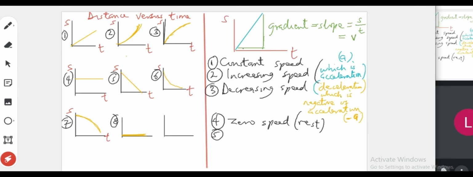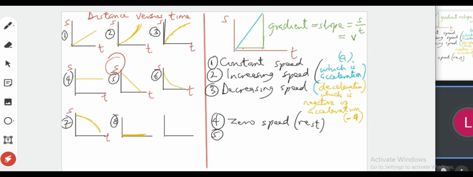Yeah, but it's going down. That means it's reversing. Constant deceleration. No, it's not a deceleration. No, this is about distance against time. We will talk about the other one later. I don't want to mix it up.